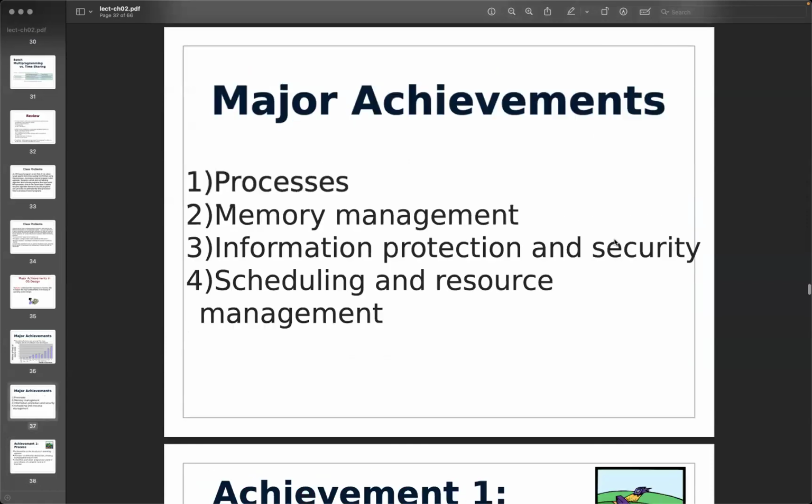Okay. The first one is about the process. We need to know how we can handle the process. Next is how we can manage the memory and protect the information and security. And the last one would be how to handle scheduling, because when the processes come in, which one goes first, when they finish, which one goes next. And this is how we can utilize the resources.